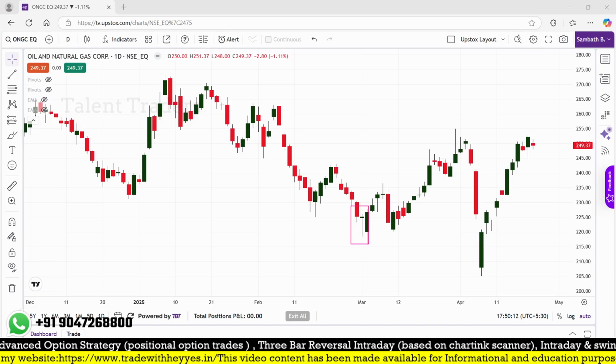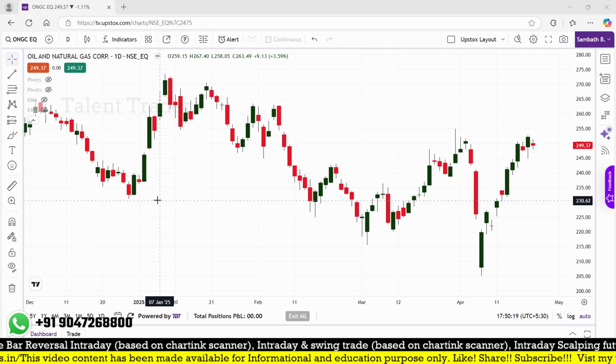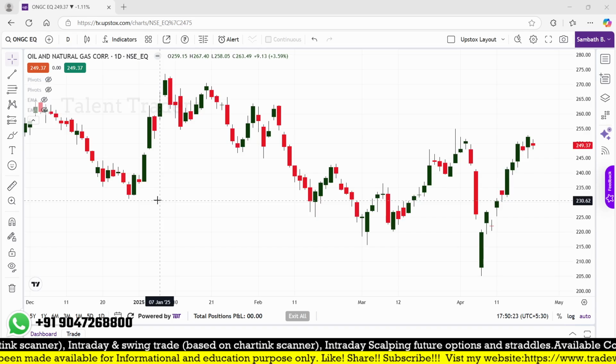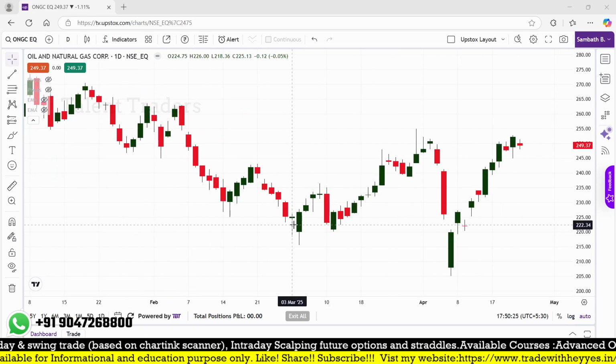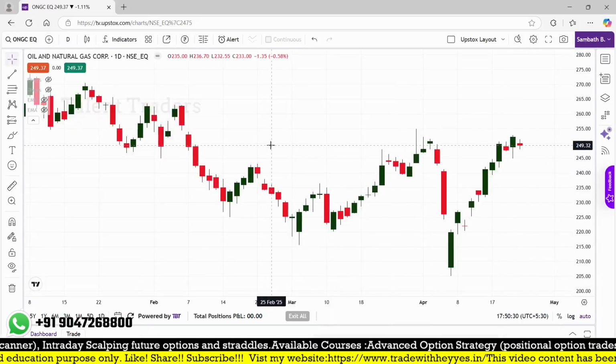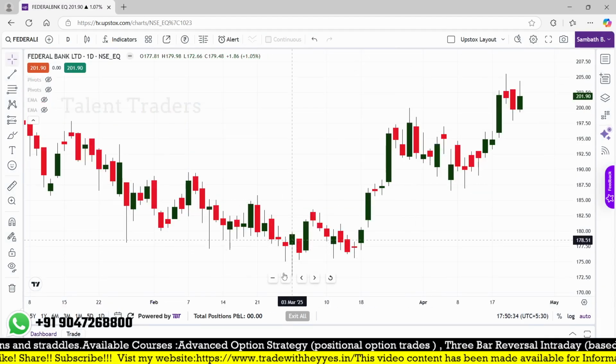With some of the scanners, after the stop loss it may be removed from the backtest result. If you are looking at the backtest, it may look very good, but in real time some of the stocks may be removed. That means the condition is not satisfied, so it would be removed. And the Federal Bank, Tata Motor, a lot of stocks.